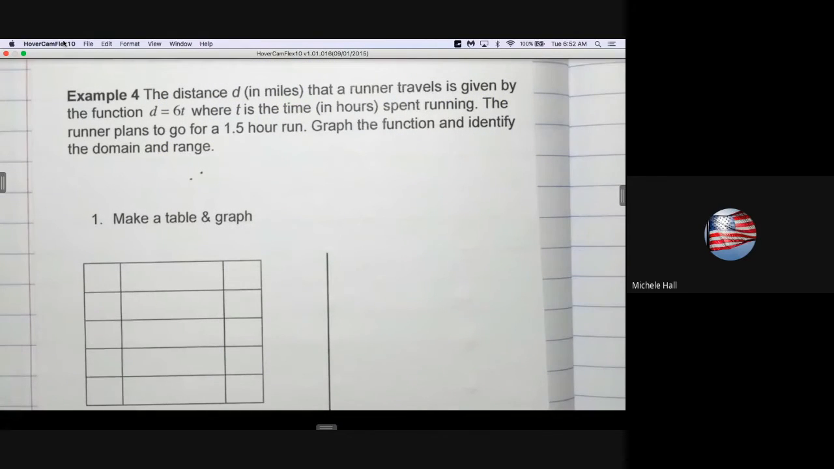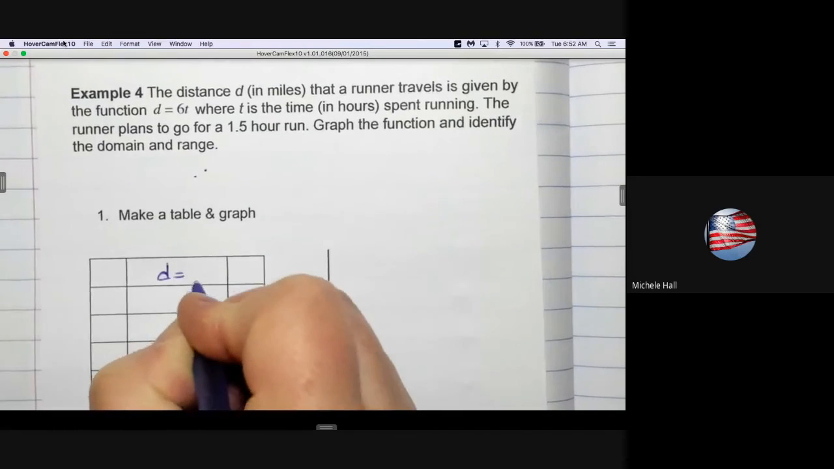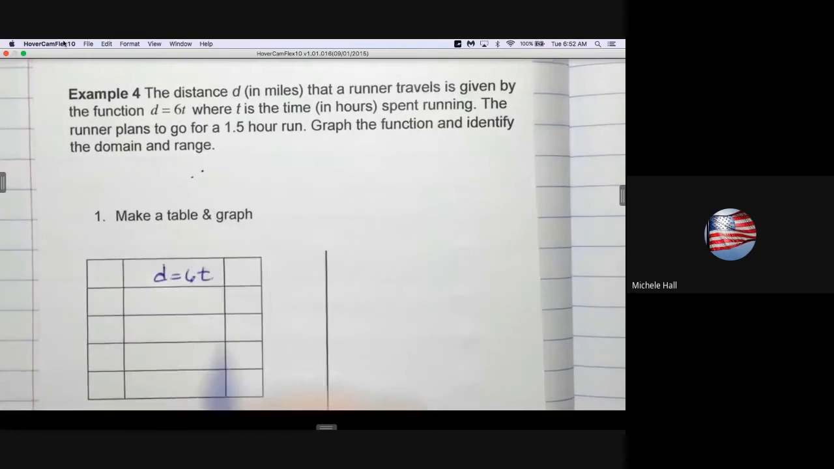Example 4. The distance d in miles that a runner travels is given by the function d equals 6t, where t is the time in hours spent running. The runner plans to go for a 1.5-hour run. Graph the function and identify the domain and range. What do we know? We have an equation. We have that d equals 6t.